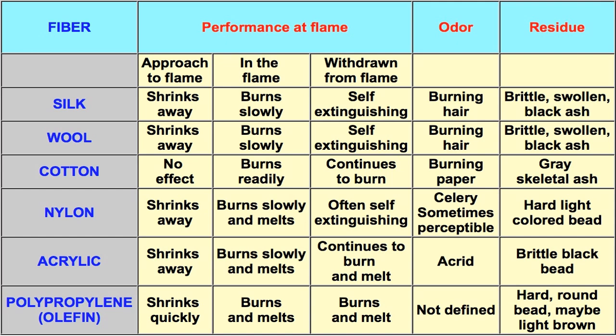Then the third aspect is when we are taking it away from the flame, withdrawn from the flame. We have kept it on the flame and it is burning slowly, whereas when it is withdrawn, it is self-extinguishing. So in case of silk and in case of wool, both are self-extinguishing. Though it is burning slowly on the flame, when we are taking it away from the flame, it will be self-extinguishing. So these are the differences with cotton. In case of cotton, it continues to burn, even if we take it away from the flame.